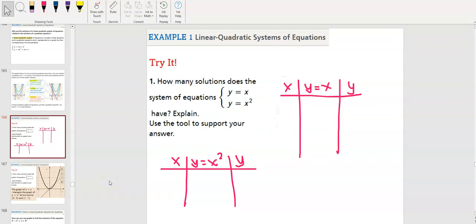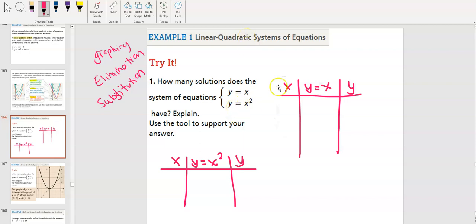So our first example is graphing linear quadratic systems of equations. We're going to learn 3 different ways to solve these problems. We are going to learn graphing, which is what we're going to learn right now. We are going to learn elimination, and we're going to learn substitution. And this is very similar to linear systems of equations. We learn the same 3 formats, except now we're just combining a linear equation and a quadratic equation.